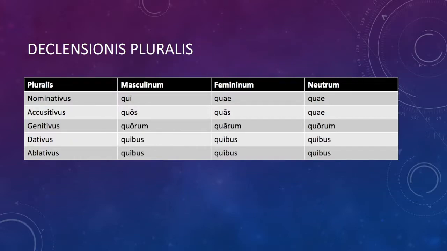It's a little different for the plural. Plural is actually a little simpler in remembering because a lot more are the same. For the nominative, we have qui, quae, and quae. Note that the feminine and neuter are the same. In the accusative, quos, quas, and quae. In the genitive, we have quorum, quarum, and quorum. And in the dative and ablative, all six of those are quibus.